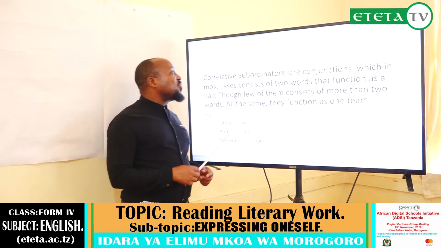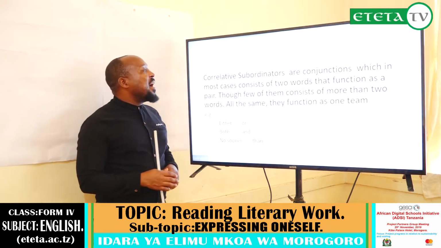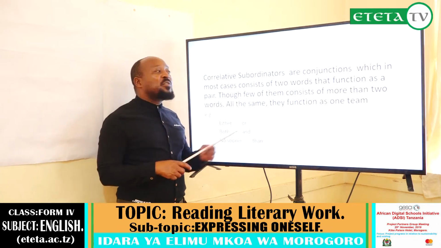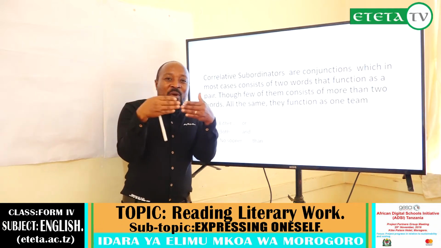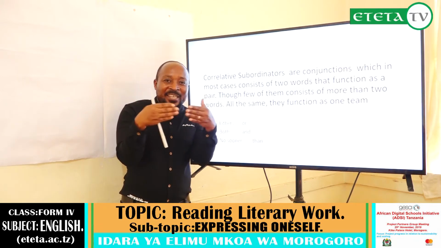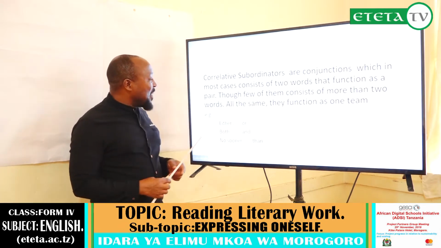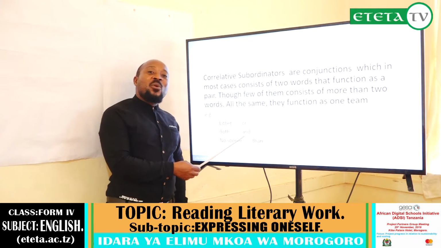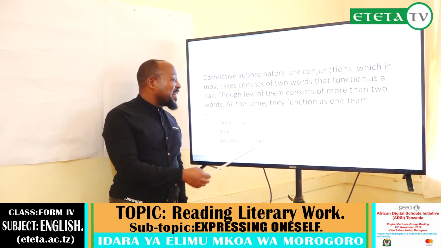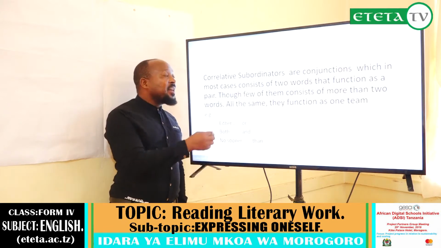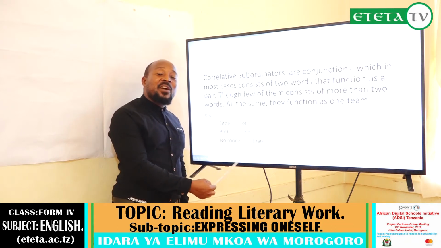With this one, you should know that correlative subordinators are conjunctions which consist of two words which function as a pair. There are two words, but they always go together as a pair. That's what we call correlative subordinators. For example, you have words like either or, both and, and no sooner than. These are examples of correlative subordinators; they will always go together in pairs, and they function as a pair.